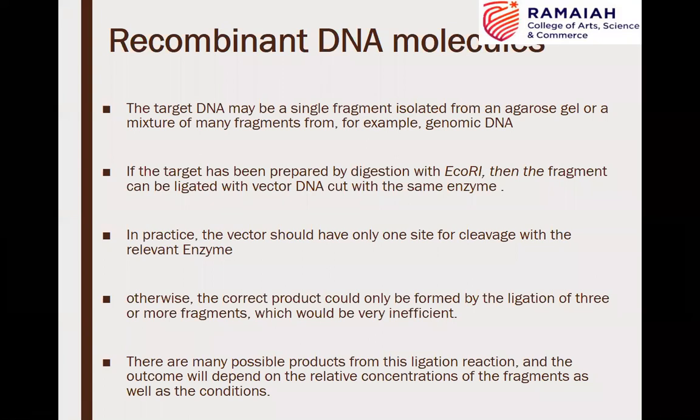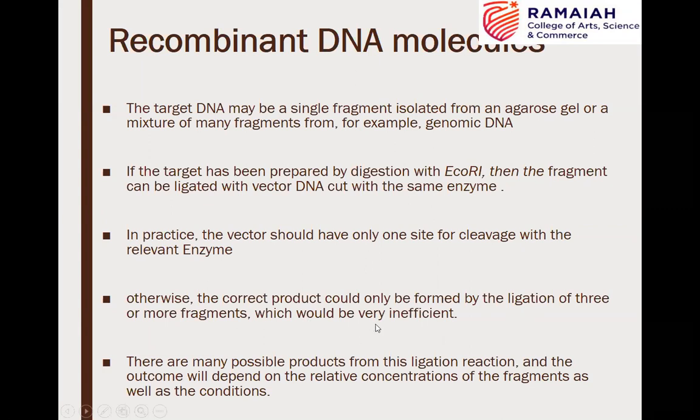That becomes very, very difficult practically, because as we discussed, just joining the DNA molecules by adding the DNA ligase sounds very simple, but in reality, this is a very, very inefficient reaction. The ligation is a very inefficient reaction. So when you choose the vector for producing this recombinant DNA molecule, you have to select the vector in such a way that it should have only one site for cleavage with the relevant enzyme, whichever you choose. Otherwise, the correct product will be formed only by the ligation of 3 or more fragments, which would be very inefficient. That's what I mentioned earlier.